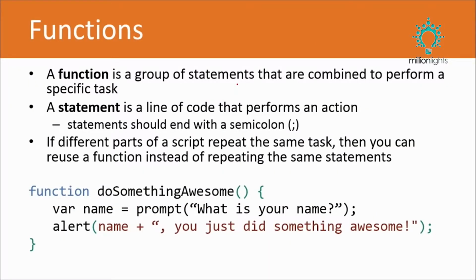JavaScript relies on functions to provide a lot of the functionality that we get out of it. A function is a group of statements that are simply combined to perform a specific task. And so this whole thing is a function. And a statement is just simply a line of code that performs an action. So this line of code at the bottom creates an alert box that'll pop up that says, you just did something awesome. And it'll actually take your name too.